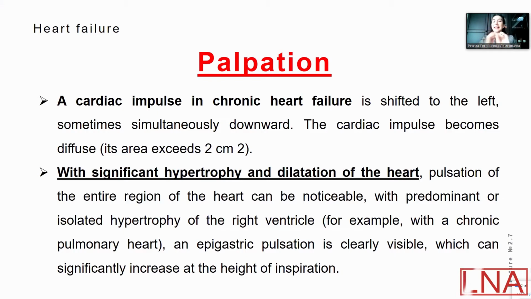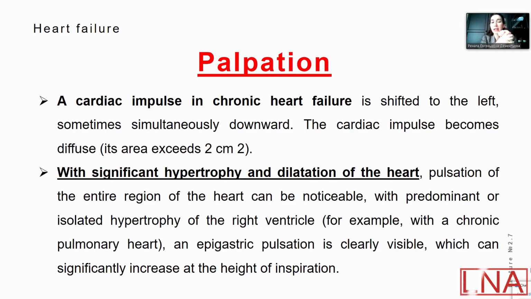The cardiac impulse in chronic heart failure is shifted to the left. The apical impulse, which is formed by the apex of the left ventricle, shifts to the left, and sometimes simultaneously downward due to left ventricular dilatation. And the cardiac impulse becomes diffuse. Its area exceeds 2 by 2 centimeters in total.